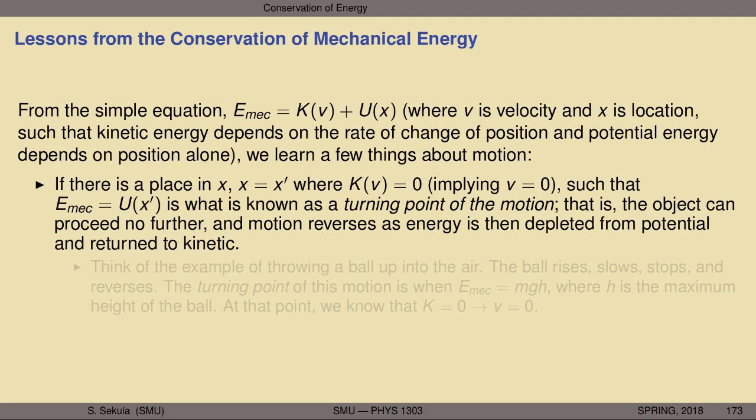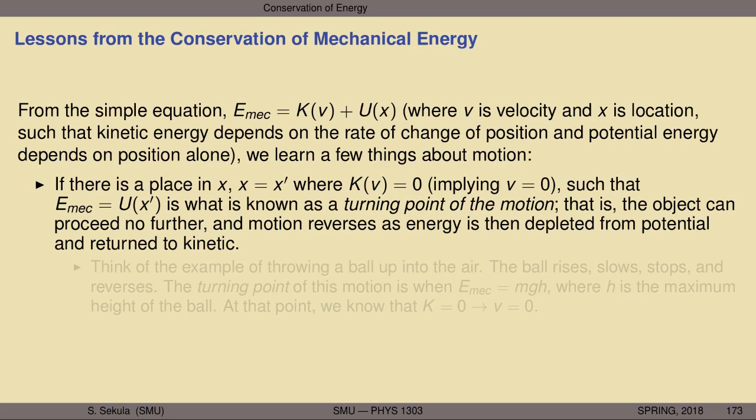This is a special place in the motion. It is what is known as a turning point of the motion. That is, the object essentially can proceed no further past this point. If, for instance, a moving object, imagine a ball moving upward into the air, hits a place where all of the mechanical energy available to that ball is stored in its orientation with respect to the Earth, there is no more place from which it can draw energy for kinetic energy. And at that point, a ball which had been moving up into the air will stop, and its motion will turn around and reverse. So you can see why this is called a turning point of the motion. An object can proceed no further, and the motion reverses as energy is depleted from potential and returned to kinetic.